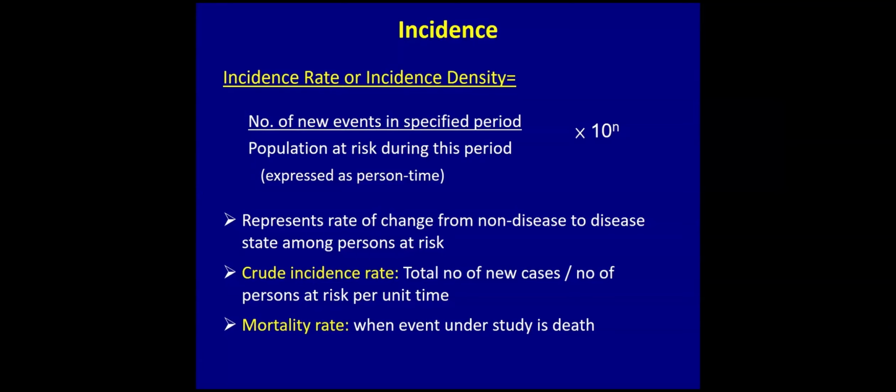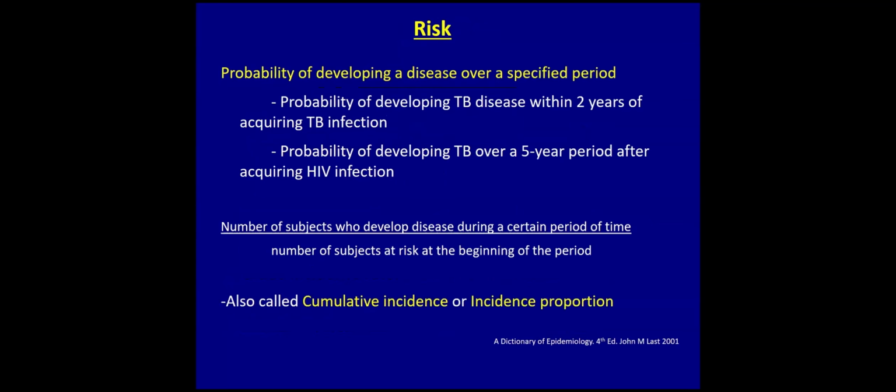I'll not touch upon it too much because there is a lecture on survival. It will be covered there. So basically, we are presenting it in terms of person-time. For each person we are calculating how many years he contributed, or how many days, how many months he contributed. And then we are taking that as a denominator instead of the absolute number of individuals. That gives us something called incidence rate or incidence density.